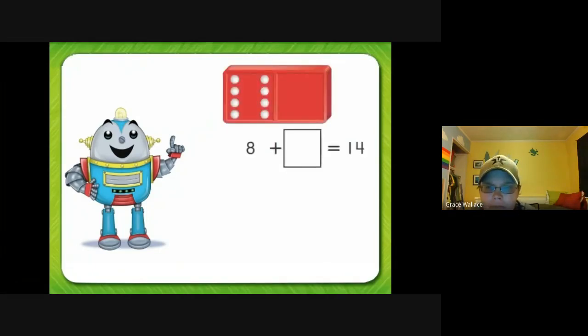Now let's try another problem. 8 plus some addend equals 14. Think which subtraction fact will help find the missing addend. 14 minus 8 equals 6. So the missing addend is 6. Now let's check our answer with a domino. 8, 9, 10, 11, 12, 13, 14. Great job. 8 plus 6 equals 14, and 14 minus 8 equals 6.